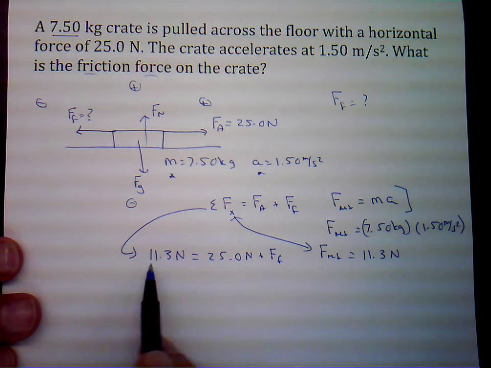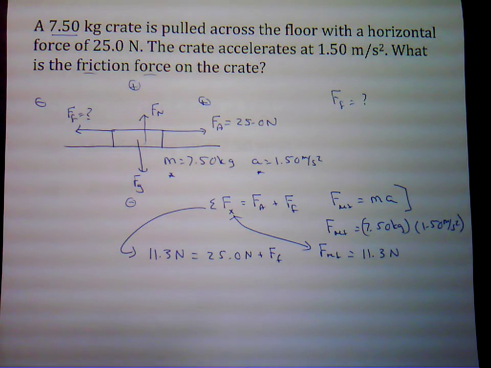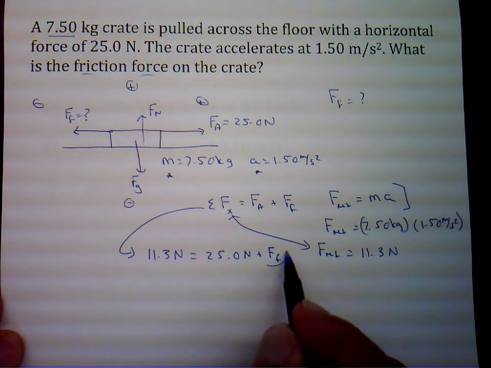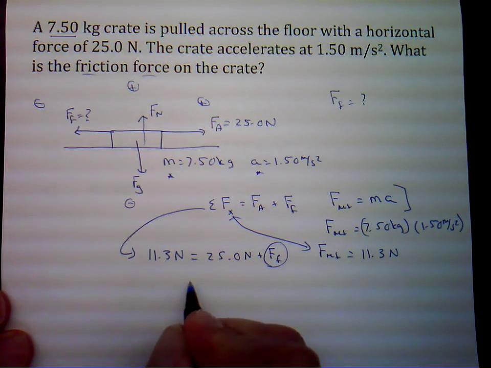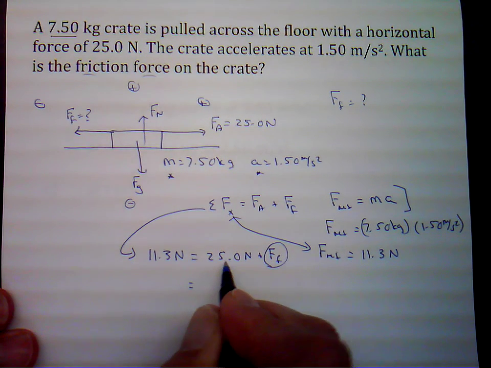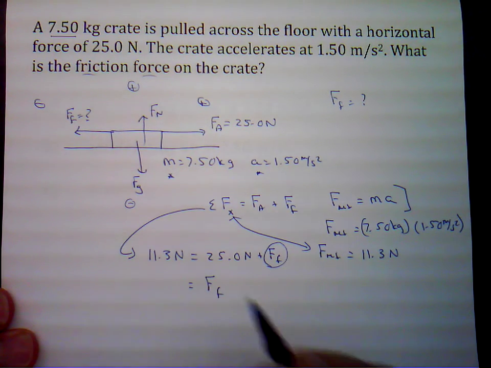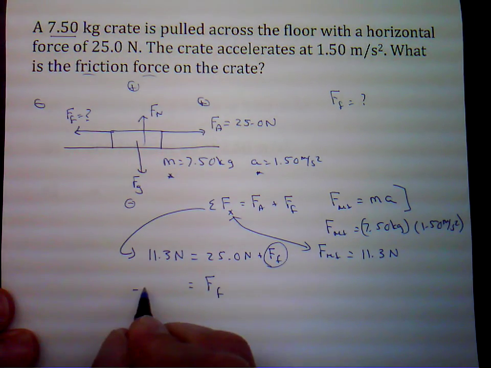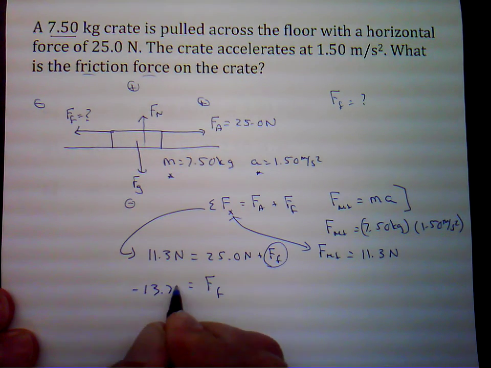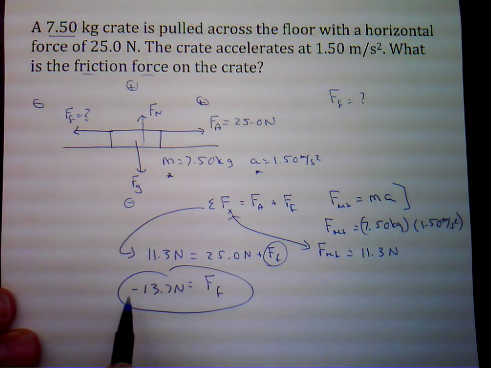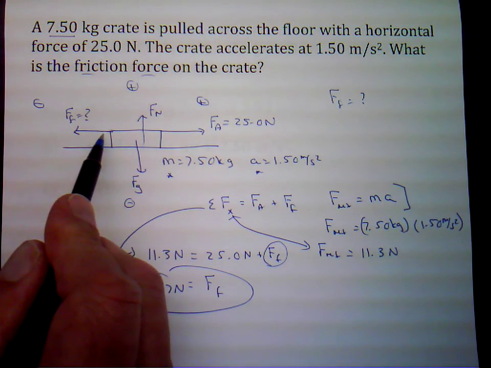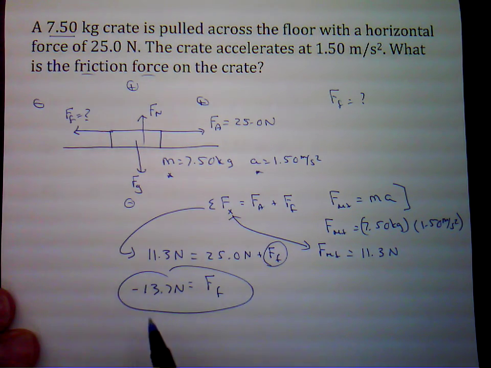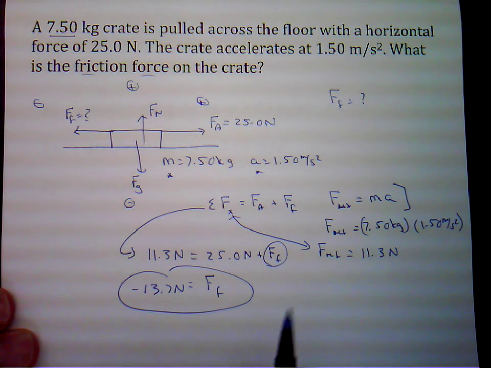So we've taken this equation, put in the values for the forces that we know. Since we're solving for the friction force, we solve this equation for friction, subtract 25 newtons from both sides of the equation, and we should get a friction force equal to negative 13.7 newtons. It's negative, which is correct because it's in the negative direction. So we have a negative 13.7 newtons for the friction force.